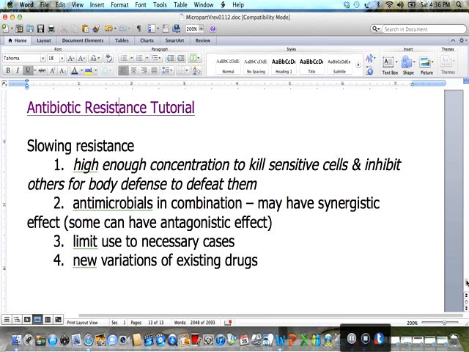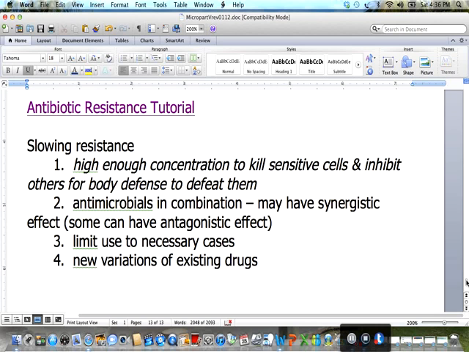Some antimicrobials may have a synergistic effect when used in combination, but care must be used that they may also have an antagonistic effect, which we do not want. Educating doctors and nurses to limit their use to necessary cases, as well as informing the patient of the need to finish prescriptions and avoid the use of other people's or their pets' prescriptions.